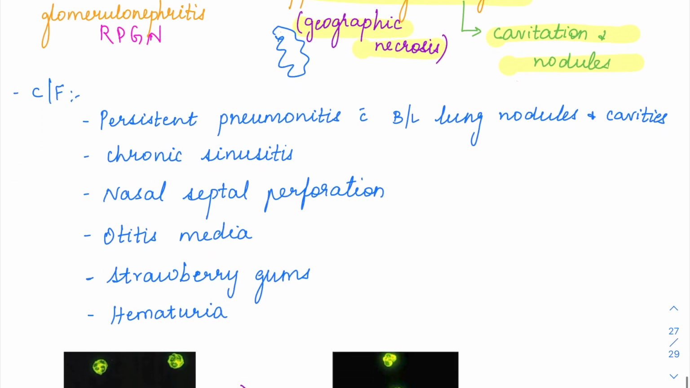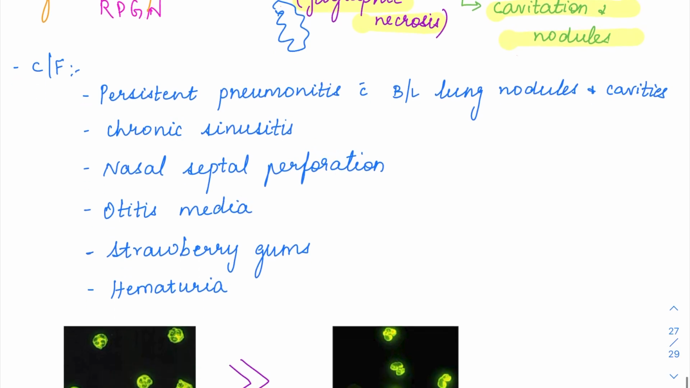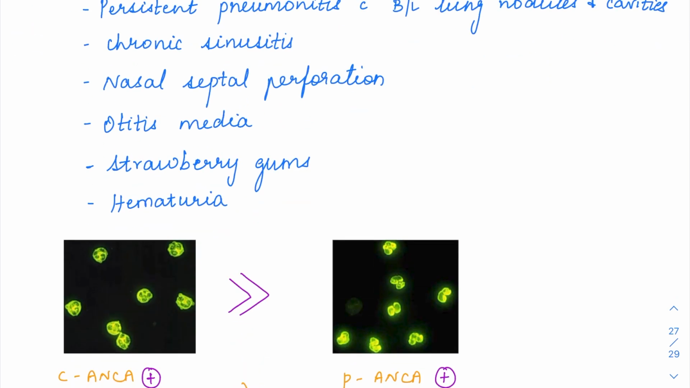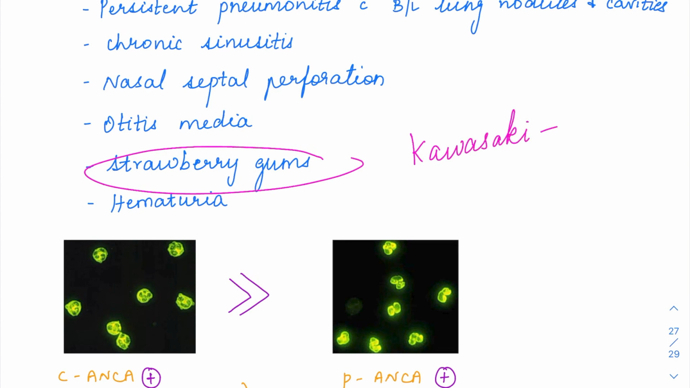So the classical features with which the patient presents will be lung. So lung infections, persistent pneumonitis will be there. Along with that, a history of bilateral lung cavities and nodules can be given. And since the upper respiratory tract is being involved, it can present with sinusitis, nasal perforation also, otitis media. And here we'll have strawberry gums. So pink inflamed gums will be seen, which is called strawberry gums. So Kawasaki disease had strawberry tongue, while strawberry gums are seen in Wegener's.